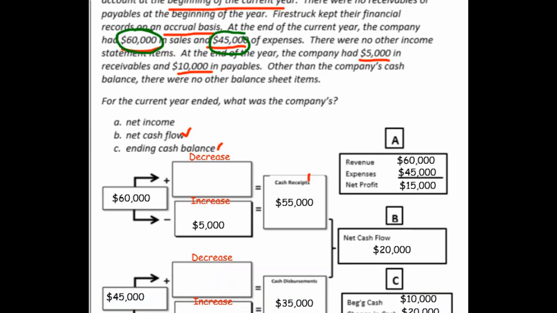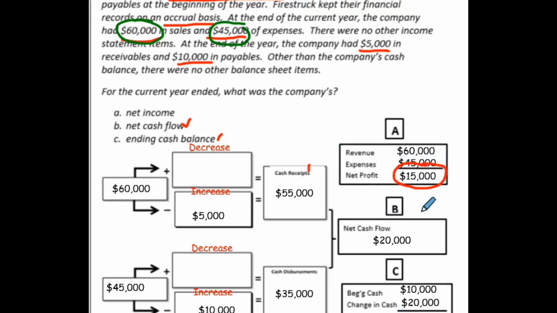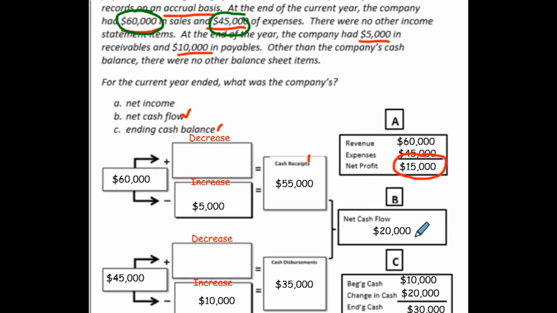Now you'll notice that because of the accrual factor versus cash collections in this particular case, we produced a net profit of $15,000, but in terms of our statement of cash flows, we actually had positive cash flows of $20,000. So you can see an accrual basis income statement does not necessarily equal the statement of cash flows.